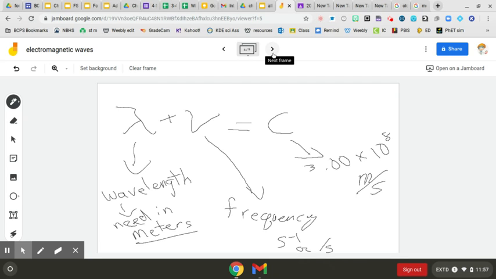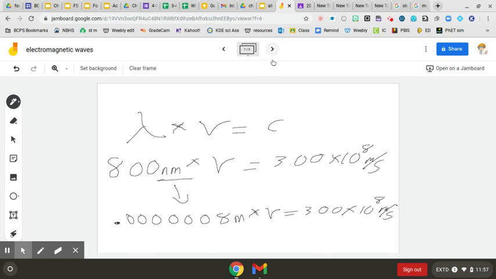So we plug in what we know. So what do I know? I know this is 800 nanometers. I don't know what nu is. I don't know the frequency. That's what I'm looking for. And then I know the speed of light, 3.00 times 10 to the 8th meters per second. So to get this calculated, remember, this is in meters. I have to get this in meters before I can do any math.